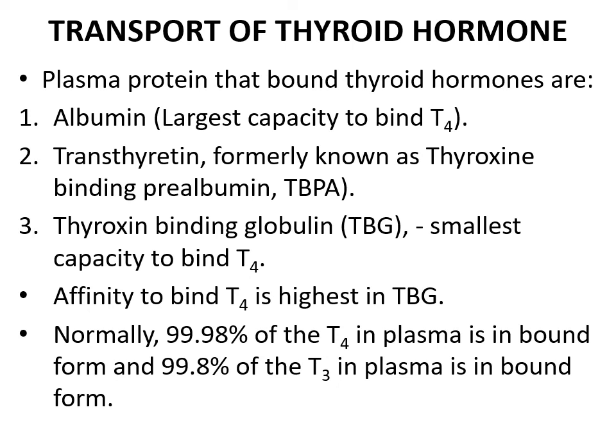Normally 99.98% of the T4 in plasma is in bound form, and 99.8% of the T3 in plasma is in bound form. So the biologic half-life of T4 is long, about 6 to 7 days, whereas T3 has a shorter half-life than T4, but its action on the tissues is much more rapid.